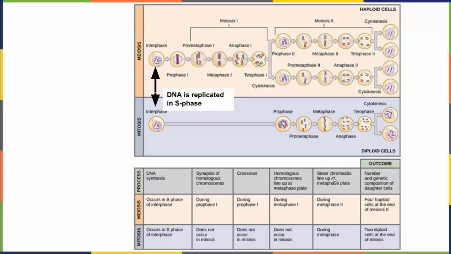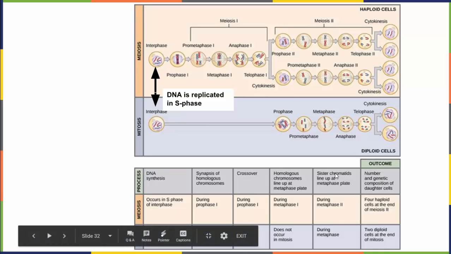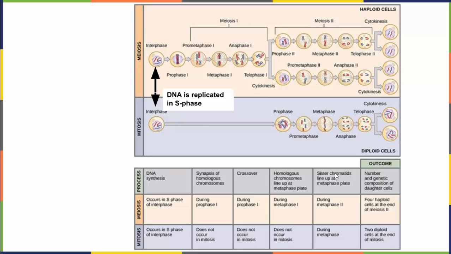And then here, sister chromatids line up. That happens during both. It happens during meiosis 2 in meiosis, and it happens during metaphase in mitosis. Remember, in mitosis, we don't give them numbers of 1 or 2 because it's just one type. It's just regular old prophase. You don't have to say prophase 1 or 2 because in mitosis, there's just one prophase. So that's a good clue. If you ever see a Roman numeral after one of the phases, it's talking about meiosis, because in mitosis, they don't distinguish between 1 or 2.